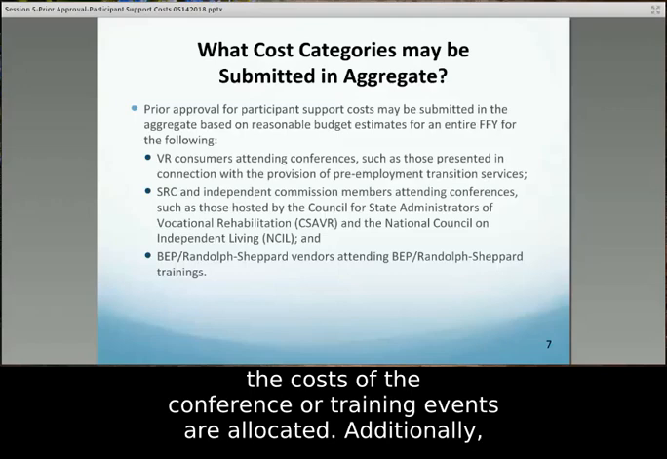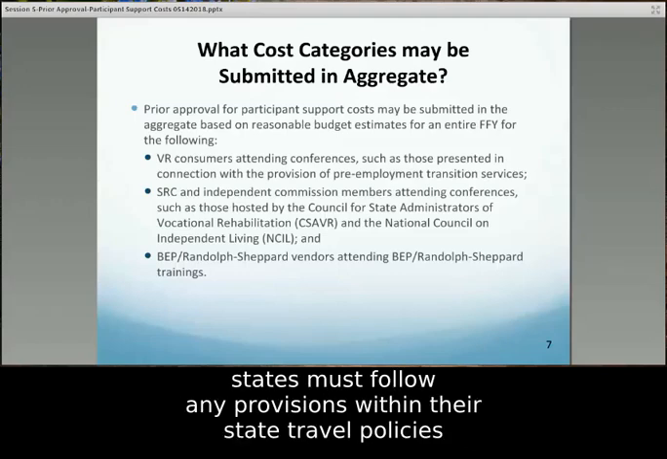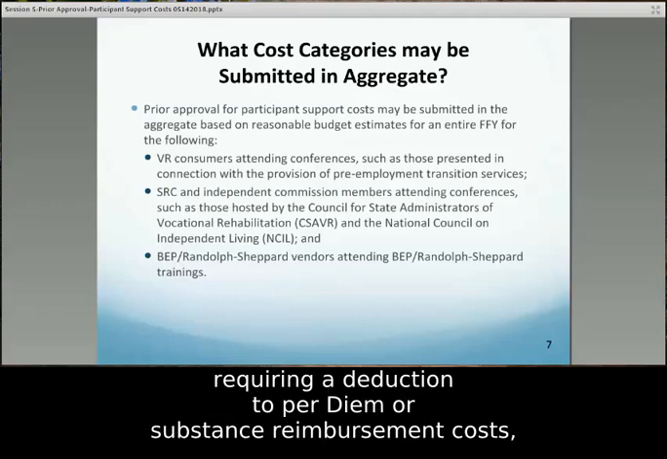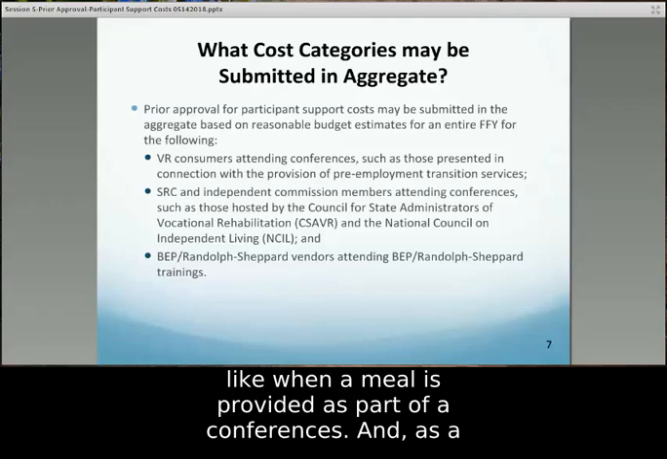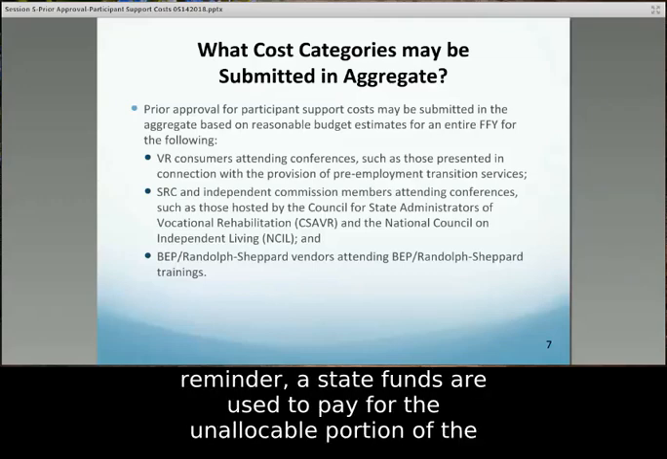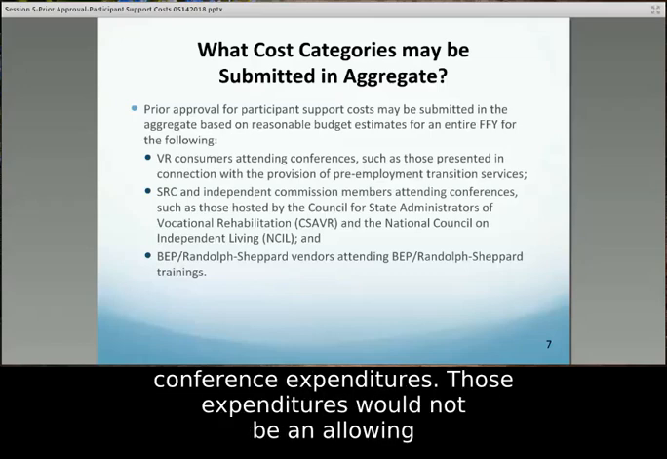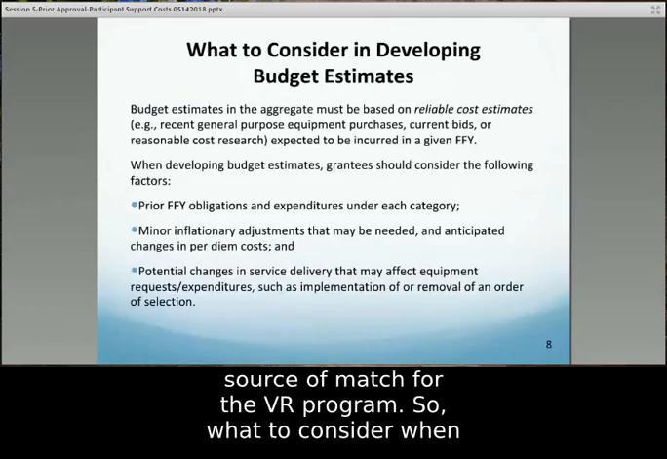Additionally, states must follow any provisions within their state travel policies requiring a deduction to per diem or subsistence reimbursement costs, like when a meal is provided as part of a conference. And as a reminder, if state funds are used to pay for the unallowable portion of the conference expenditures, those expenditures would not be an allowable source of match for the VR program.